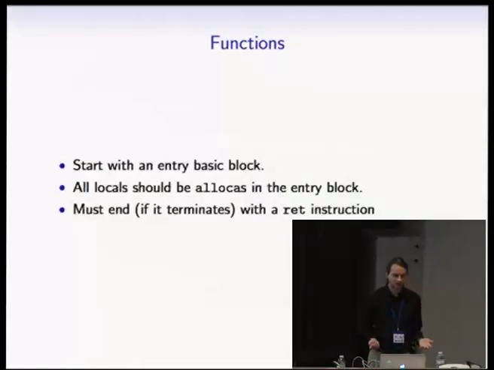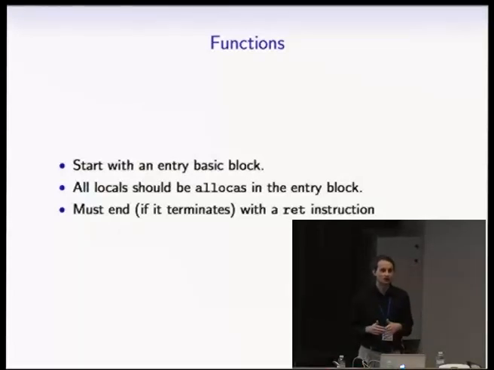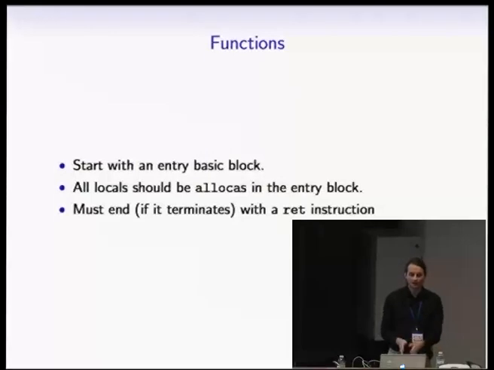Functions have to start with an entry basic block. This is just the first basic block that's entered, and it's kind of special because it doesn't necessarily have any predecessors. Every other basic block should be reachable, or it'll be removed later. If you have local variables, you can allocate space for them in the entry block, and then, as I say, there's this memory to register promotion pass, which will construct nice single static assignment form from this.